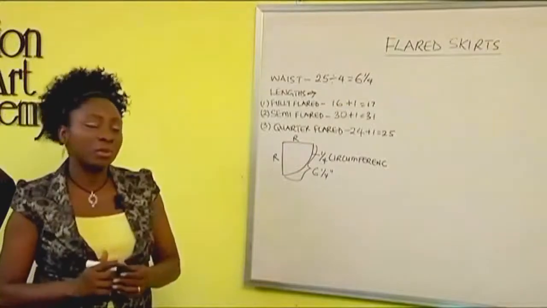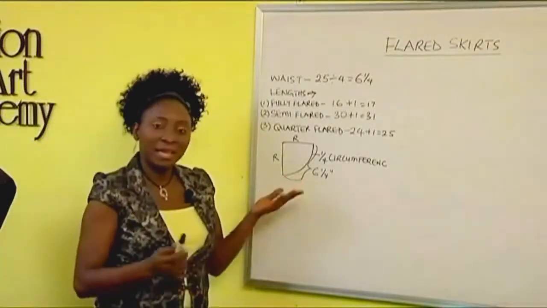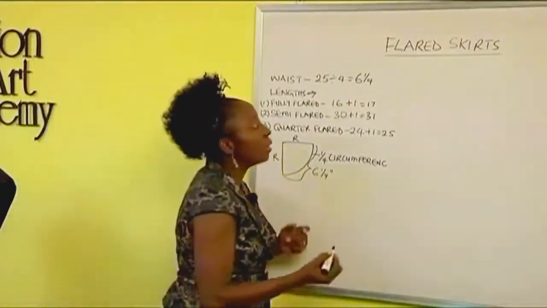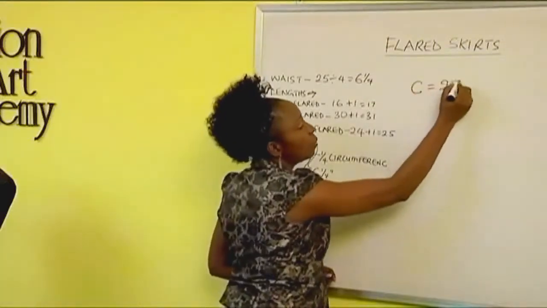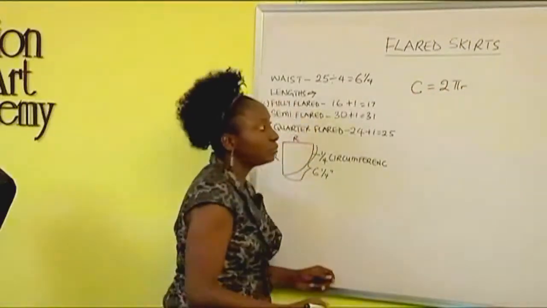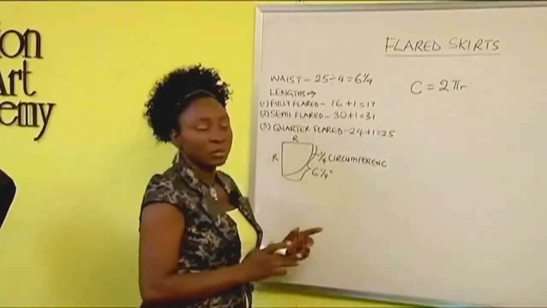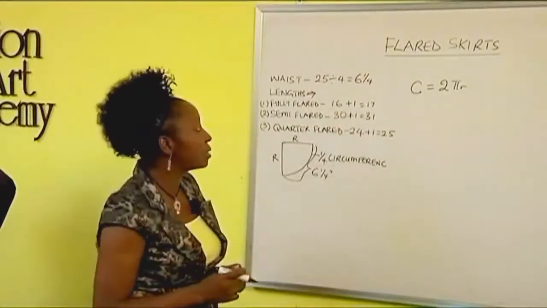Now the first thing we need to know is what is the equation for finding the radius? And that's very simple. It's just the same that we use to calculate the circumference. And that will give us C equals 2 pi r. As simple as that. Now, what we're going to do is to try and work this out as much as possible before we arrive at the answer.